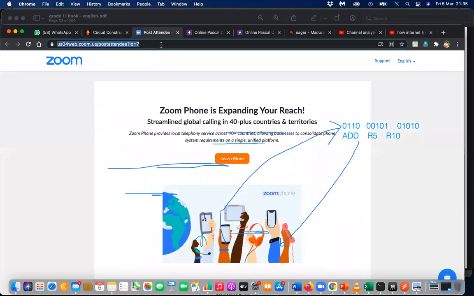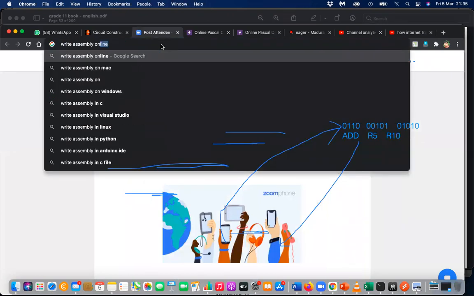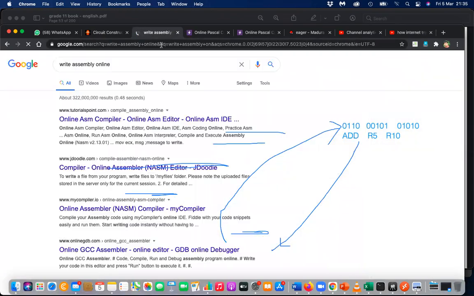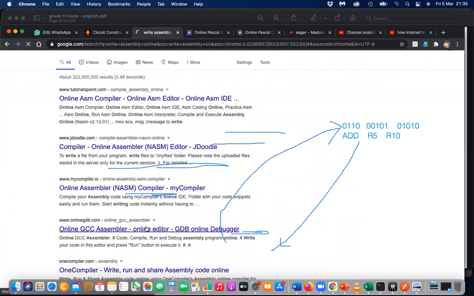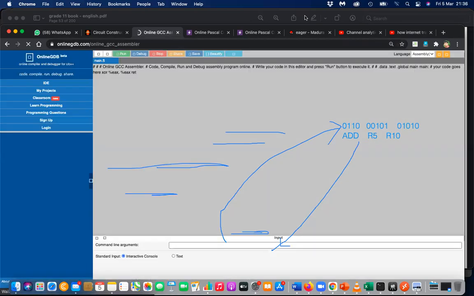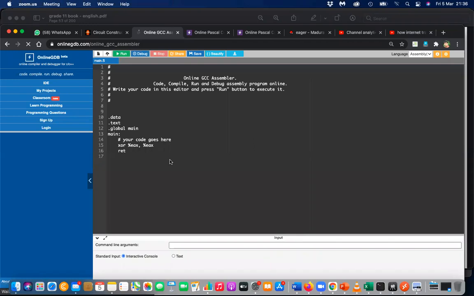Right, let's say write assembly online. Yeah, you have an ASM compiler and online GDB also supporting the GCC assembler. You have different programs, different interfaces. Here, this one, you can write the assembly. Make the assembly language. You can write code there.